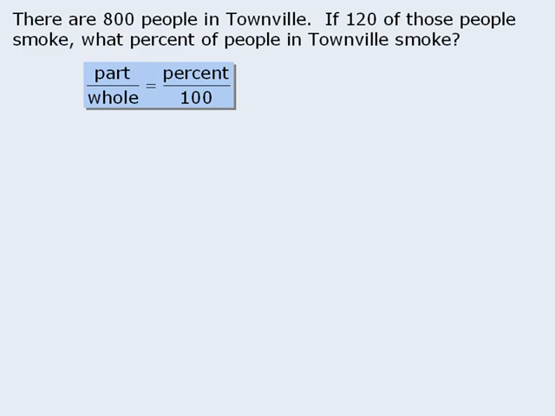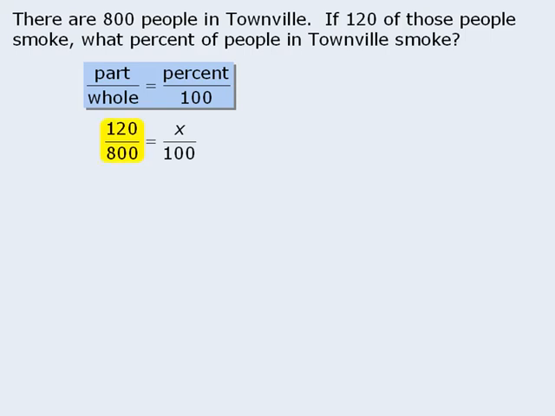To solve this question, we must first identify the part, whole, and percent in the question. Now, we are told that there are 800 people in total, so 800 must be the whole here. Since 120 is the portion of the population that smokes, 120 must be the part. And our goal is to find the corresponding percentage, so for the time being, let's let x represent the percent. At this point, we have an equation we can solve for x.